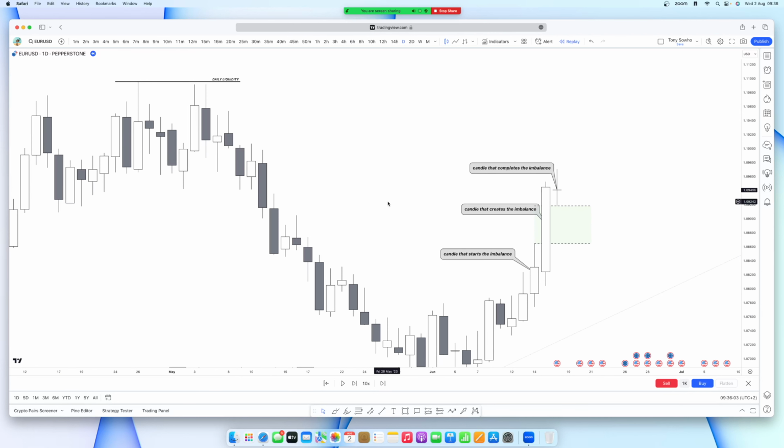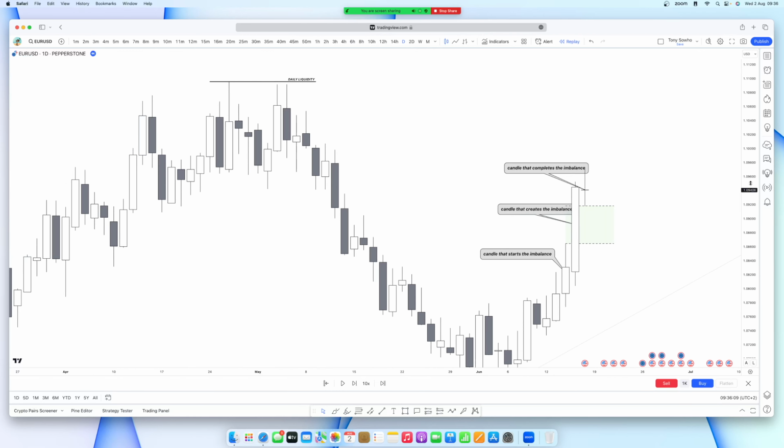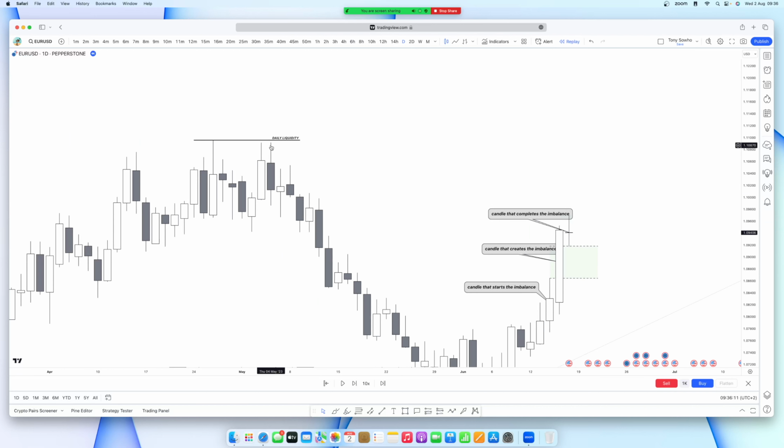Now, are there reasons why we feel price is going to continue buying? Definitely, because I can see this liquidity to the upside here. So I have a target, I have a future target as to why I'm looking to take price to the upside. Okay, so I'm establishing a bias now.